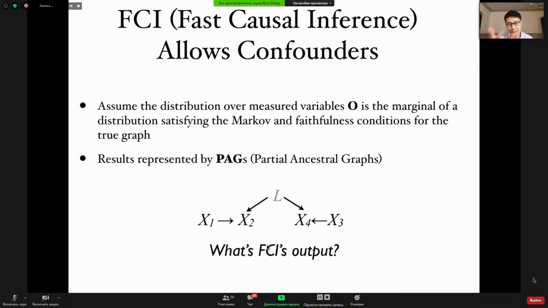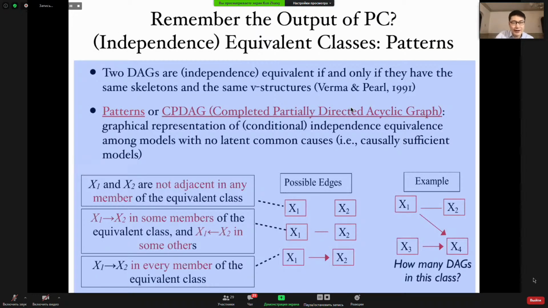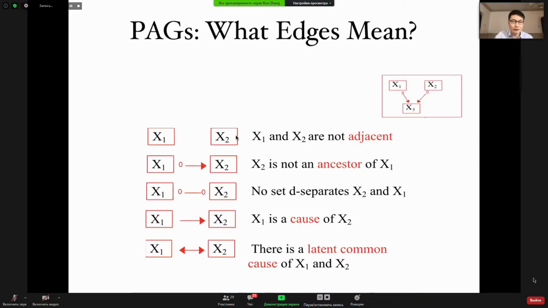So all those methods or those examples have been considered in the FCI method. FCI is the fast causal inference algorithm published in the 1990s. Right here, we cannot use a pattern to represent the output of FCI. In other words, we cannot use a CPDAG, completed partially directed acyclic graph. We have to use a PAG.